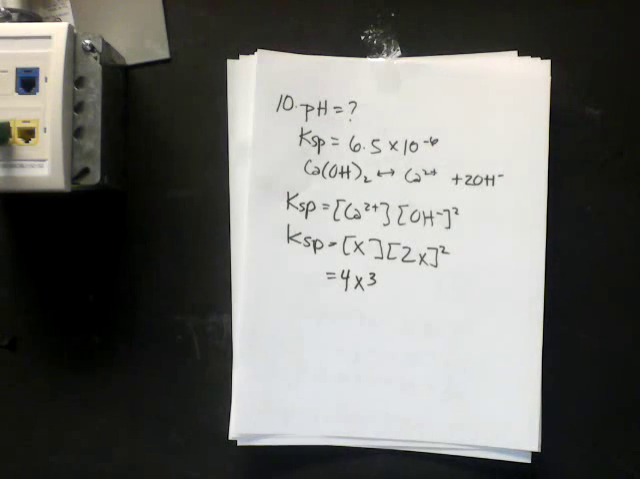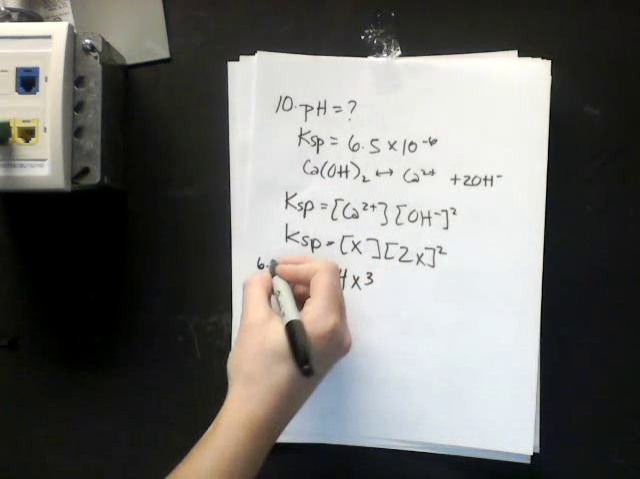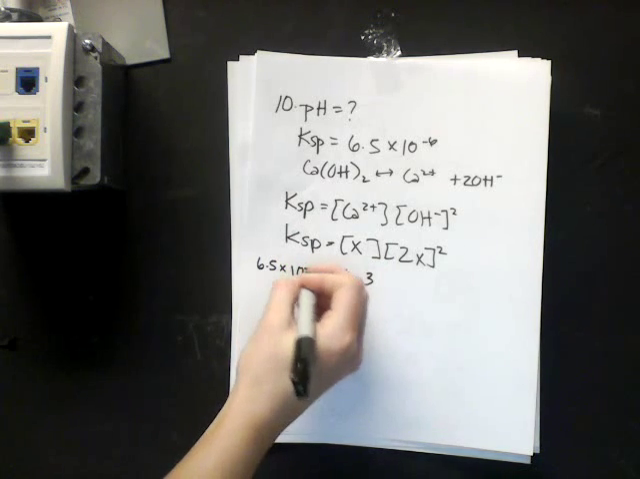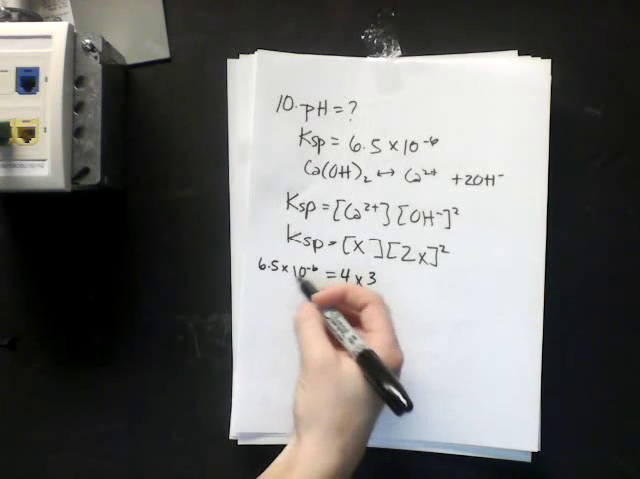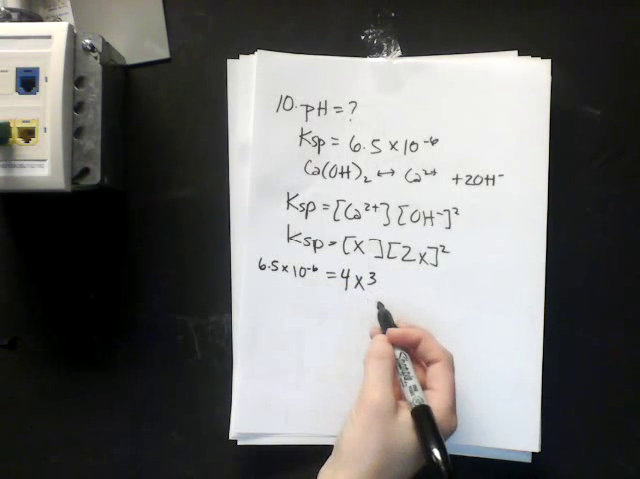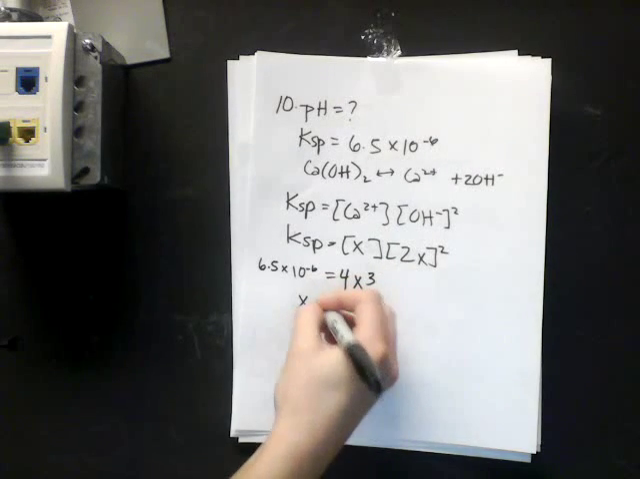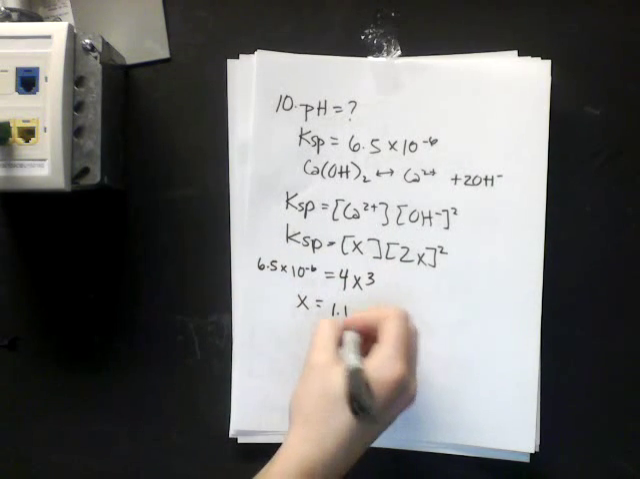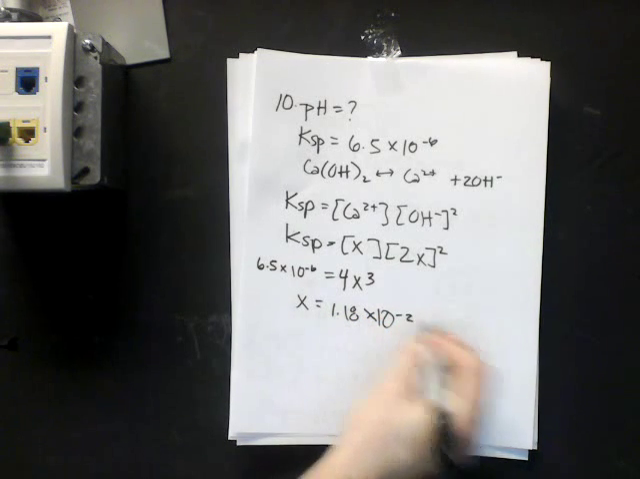So KSP is the 6.5 times 10 to the negative 6. If you divide by 4 on both sides and then take the cube root of x, you can get x to be 1.18 times 10 to the negative 2.